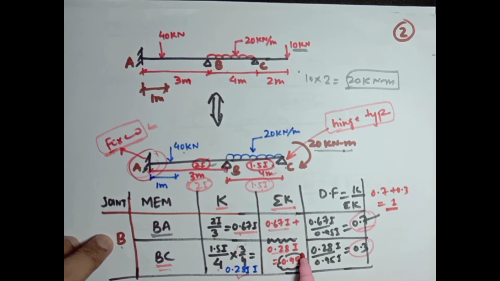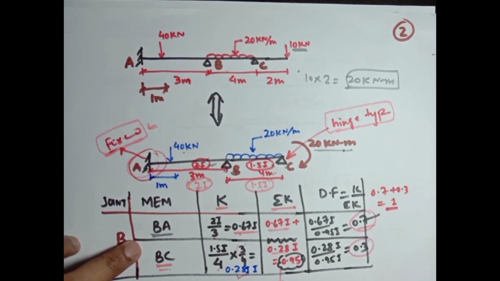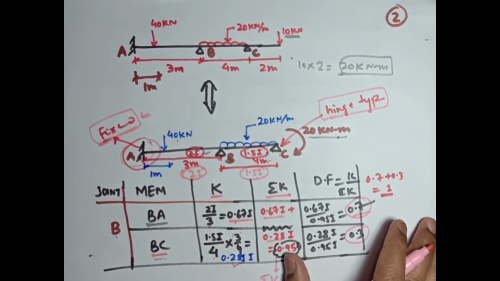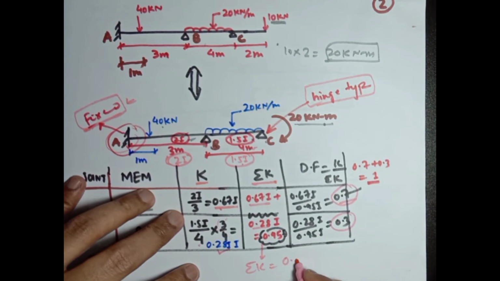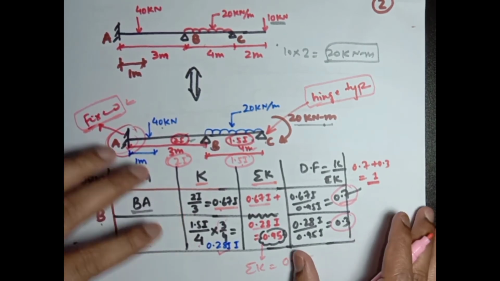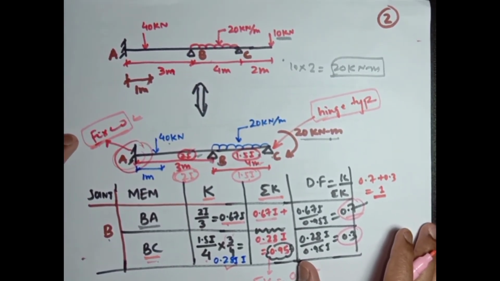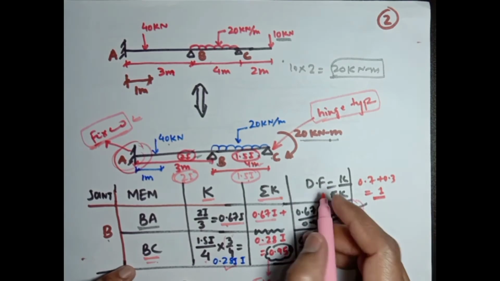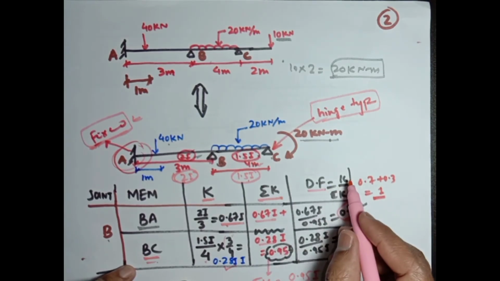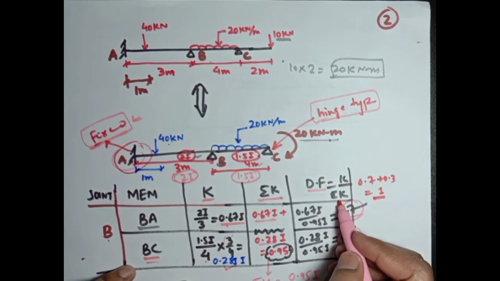0.67I plus 0.28I will give the total stiffness. Summation K will be 0.95I. Now the distribution factor is calculated as stiffness divided by total stiffness.